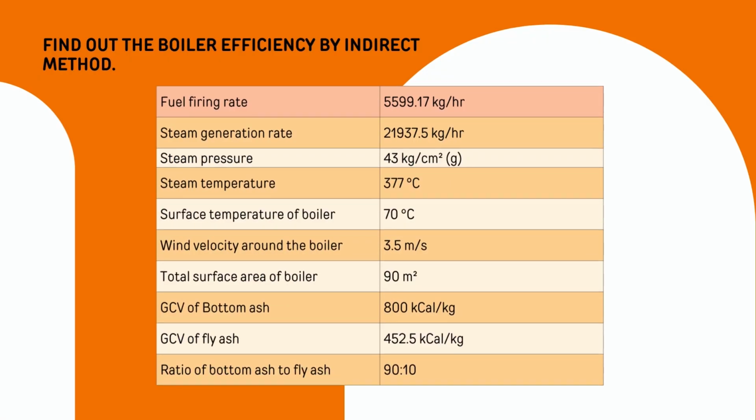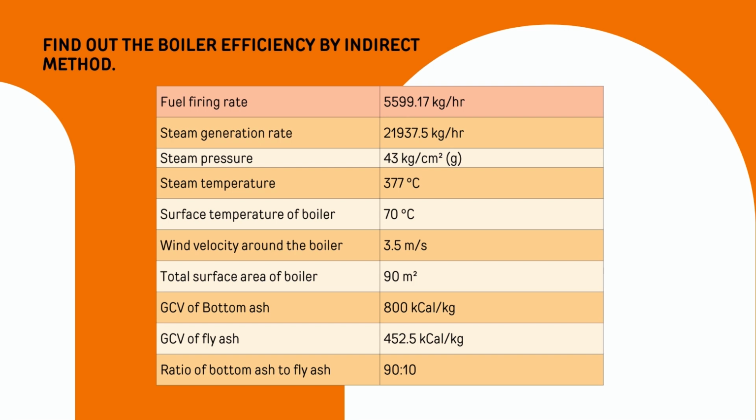Example of boiler efficiency calculation. The question is, find out the boiler efficiency by indirect method. The following are the data collected for a boiler using coal as the fuel. For coal fired boiler, fuel firing rate is 5599.17 kg per hour. Steam generation rate is 21937.5 kg per hour. Steam pressure is 43 kg per centimeter square. Steam temperature is 377 degrees Celsius. Feed water temperature is 96 degrees Celsius.